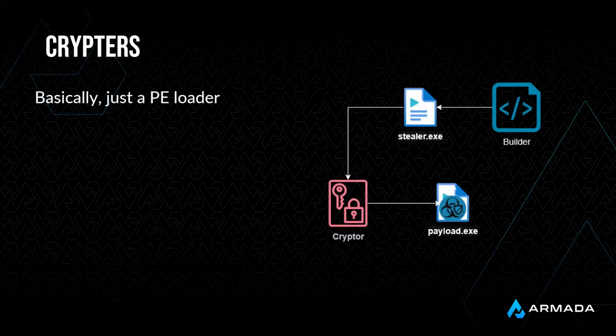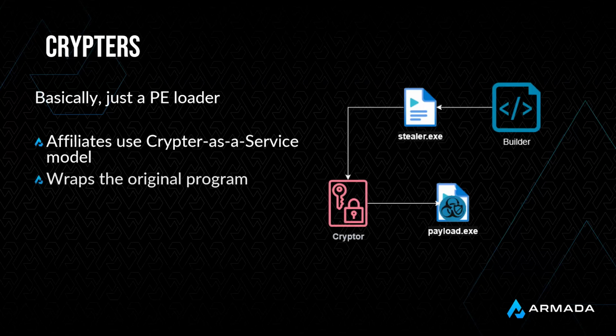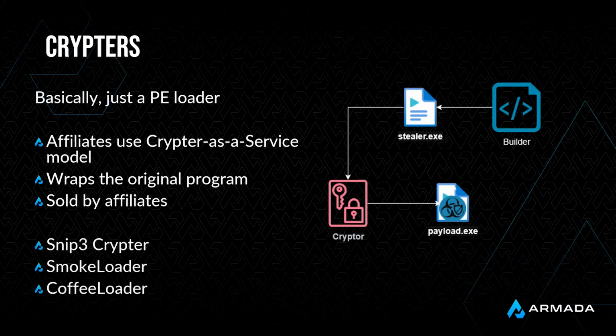Cryptors. Cryptors are basically, if you've ever heard of a shellcode loader or a PE loader, it takes in a PE file, DLL, whatever, usually a portable executable, so like exe, DLL, service exe, something like that. And then it wraps that original program and gets it to execute in a way that implements different evasion features.